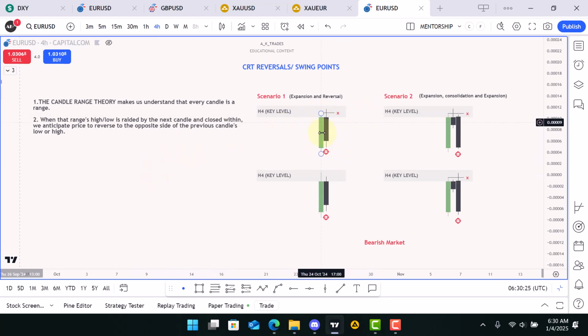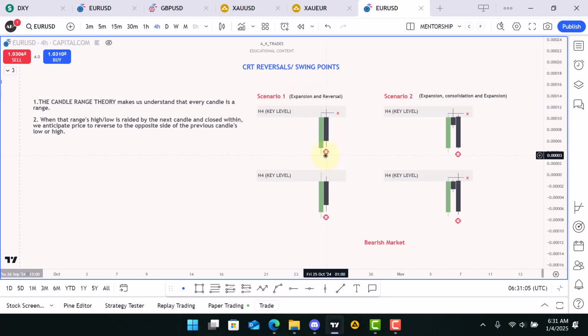So this is our candle one, also our range. When you look on the chart, you realize that candle one tapped into a 4-hour or any higher time frame key level. Now look at what candle 2 did. Candle 2 opened very close to candle 1's closure and then raided the previous candle's high and closed back within it. Now this is an expansion into a reversal phase.